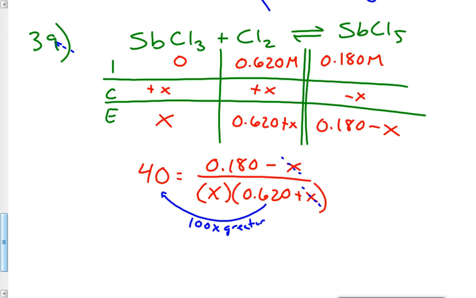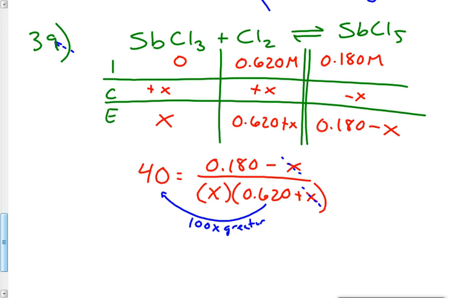And then what you got is negative b plus or minus the square root of b squared minus 4ac, over 2a. Yes.